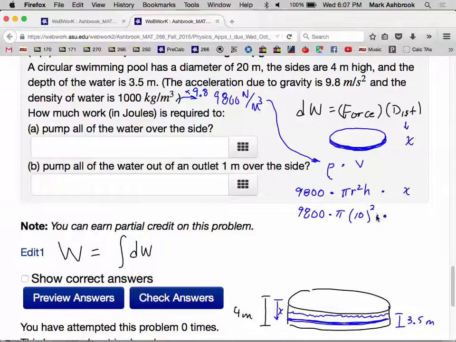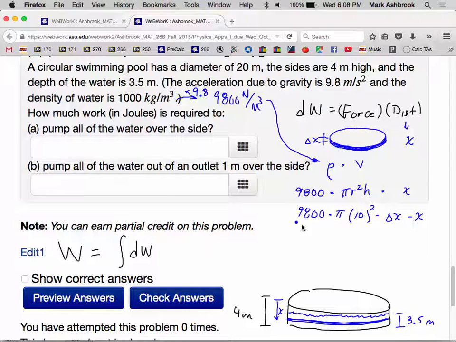Okay, and then what is the height of this element? It's got to be so thin so that it's virtually all one height, right? Because if it's significantly thick, then the top water has less work, and the bottom of the layer has more work. So it's got to be virtually no thickness, a very small amount of thickness for which we can consider one distance that's all going to move. So pi times 10 squared times delta x times x.